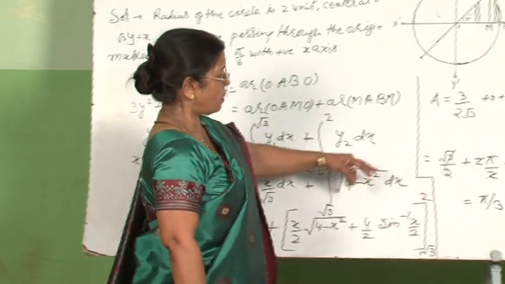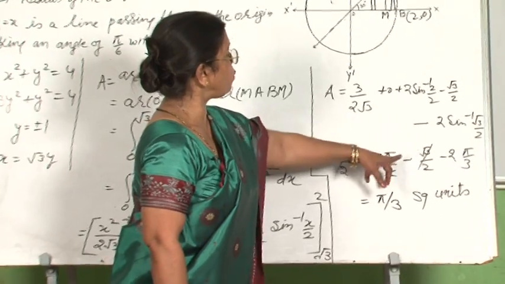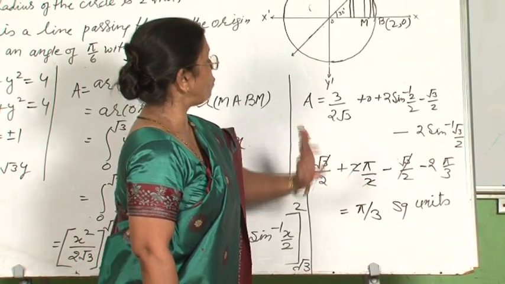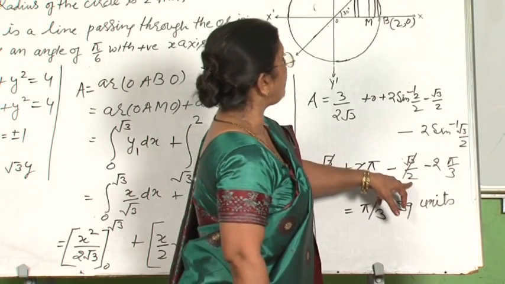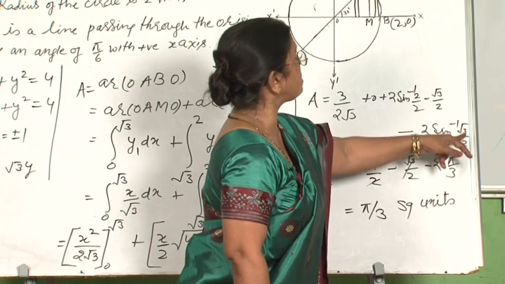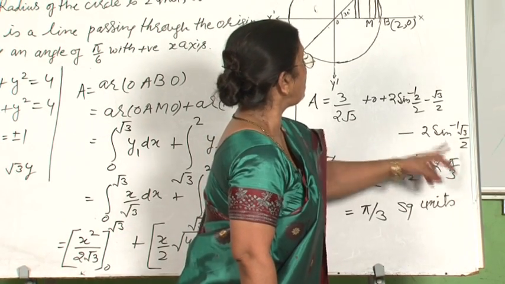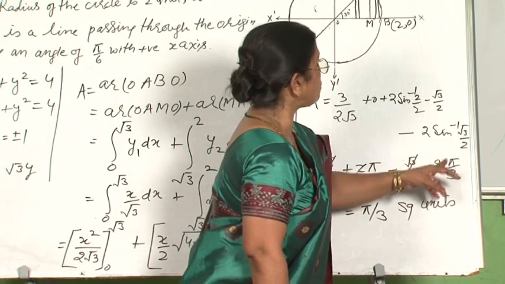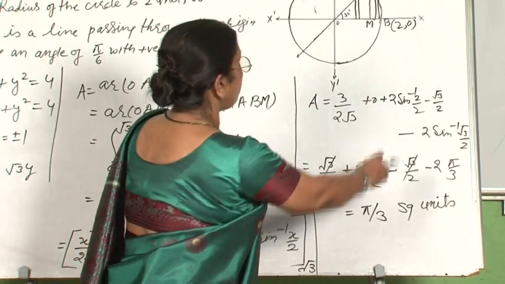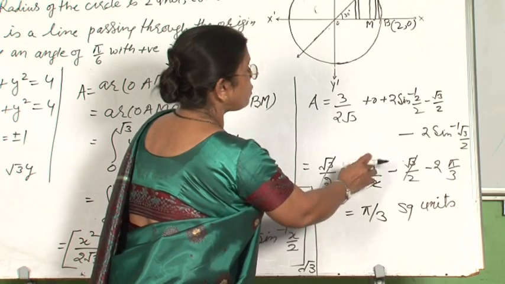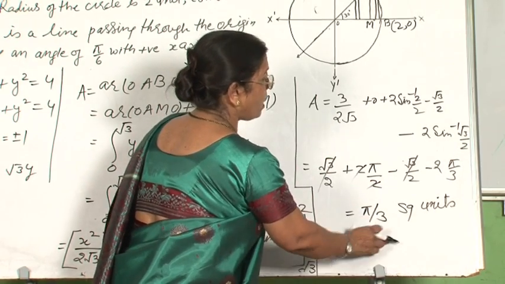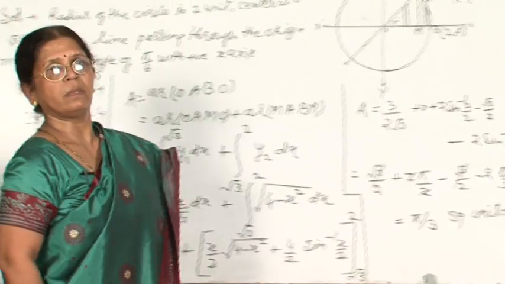Now this is root 3 by 2 plus 2 pi by 2. So the 2s cancel, minus root 3 by 2, minus, sine inverse root 3 by 2 is pi by 3, so it becomes minus 2 pi by 3. Now the root 3 by 2 terms cancel. So pi minus 2 pi by 3 is pi by 3 square units. Is that clear?